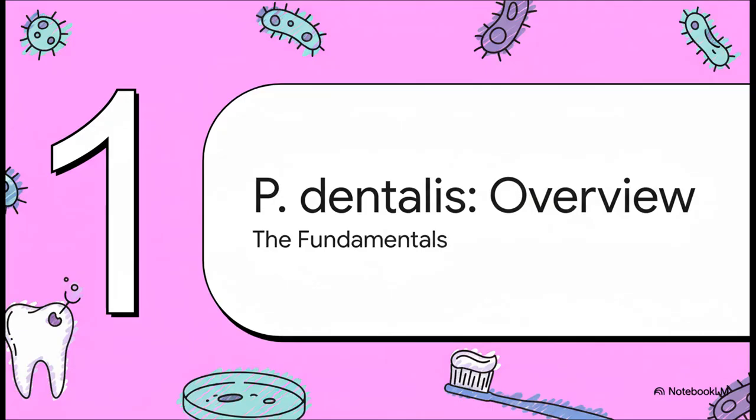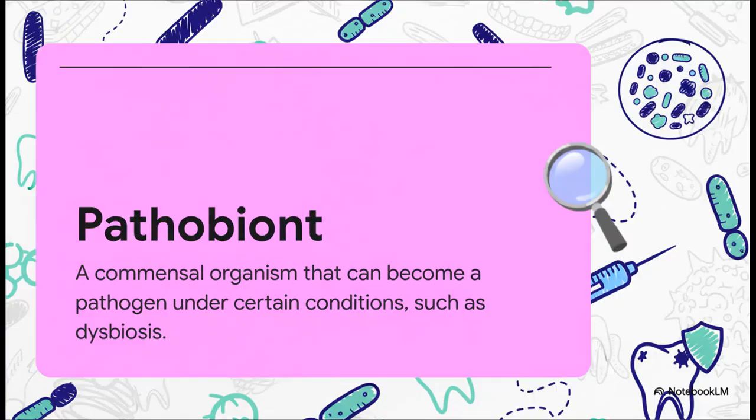First things first, let's get properly introduced to our microbe of the day. What is Prevotella dentalis, and what's its place in the grand scheme of things? The first concept you absolutely have to grasp is that Prevotella dentalis is a classic pathobiont. It's perfectly happy to just hang out as part of the normal flora, but given the right opportunity, say a shift in the microbial community or a weakened host, it can flip a switch and become a real problem.